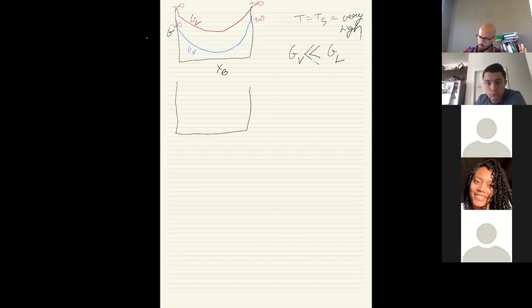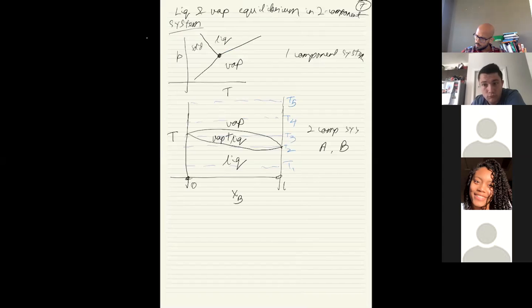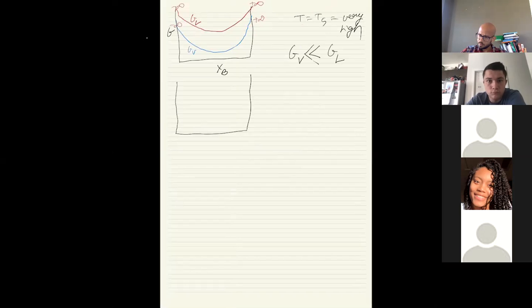So I'll draw just below it. In fact, I'm not going to be able to fit. I think I will remove. It's okay. We'll go to another page. So let's look at T is equal to T4. Now, what's going to happen to both of these free energies? What do you expect will happen to GV at T4, which is lower than T5? Will the free energy of the vapor curve move up or move down with respect to this one? Any ideas?